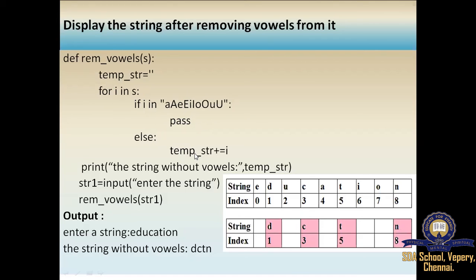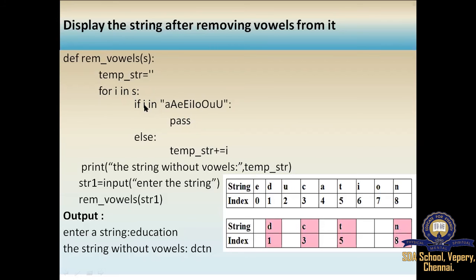Then temp underscore str plus equal to i. The value of i will be appended here. That is, whatever character does not match with a vowel is stored in your temp str. For example, in education, E is the first character. So it is a vowel. So your pass is executed. What about the second character? When your for loop iterates the second character and keeps it in i, the if condition is going to check if i in AEIOU.